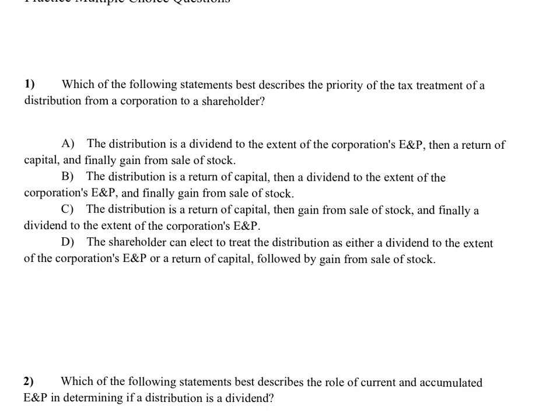Okay, so here we go. Number 1, which of the following statements best describes the priority of the tax treatment of a distribution from a corporation to a shareholder? And then you have 4 options. I'll pause for a little bit and let you read your options, and then I'll discuss the correct option.